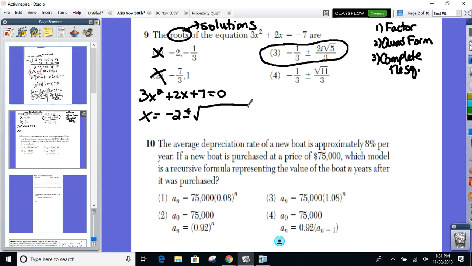Hey, watch this. I am not plugging in anything underneath, and I'll show you why in a second. I'm just going to put b squared minus 4ac over 2a, so 2 times 3. Here is why I'm not plugging anything in.